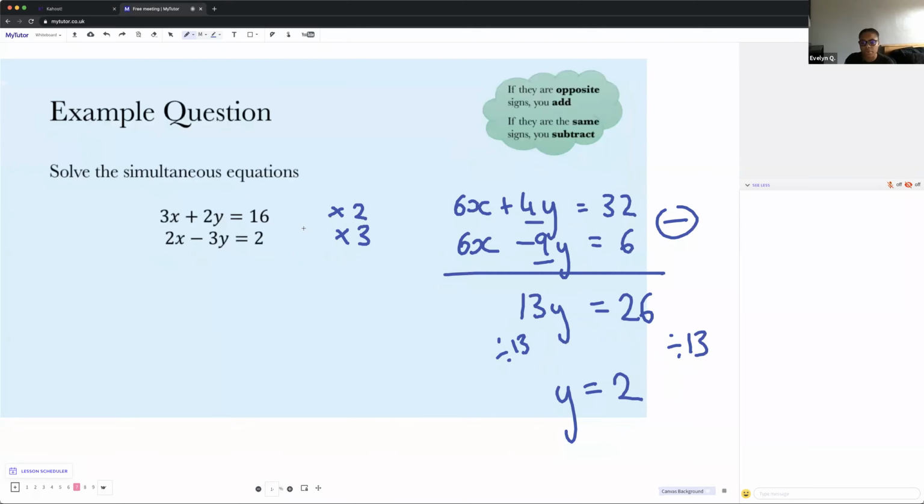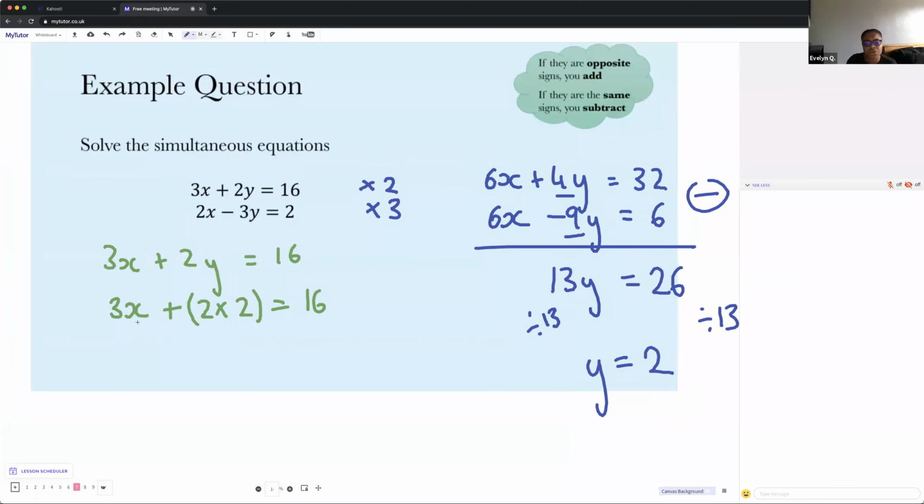Now the last thing to do, I know that y is 2. I now need to substitute that into one of my equations. So if I choose the first equation, I've got 3x plus 2y equals 16. I can substitute y equals 2 into that. So I've still got my 3x, but then I've got 2 times 2. Now I put them into brackets just to make it easier to see what to do first, so I don't make any mistakes. So I've got 3x plus 4 equals 16.